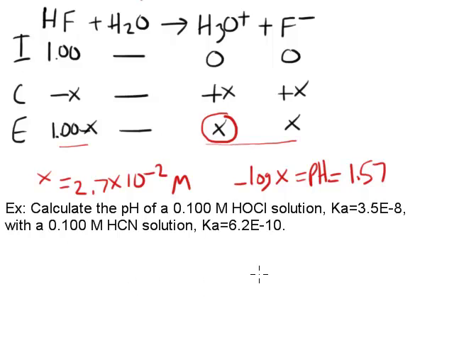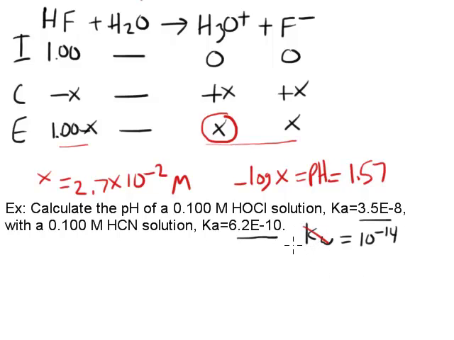So we have Ka values, so we should be comparing those. We have 3.5 times 10 to the negative 8th, 6.2 times 10 to the negative 10th. Remember, there's also water in there. Kw is 1 times 10 to the negative 14th. So clearly that's not our main source.